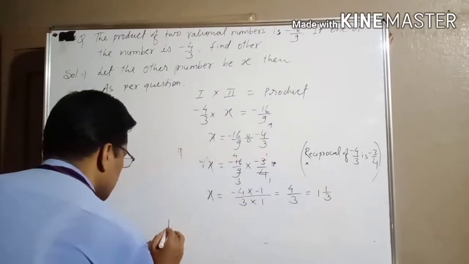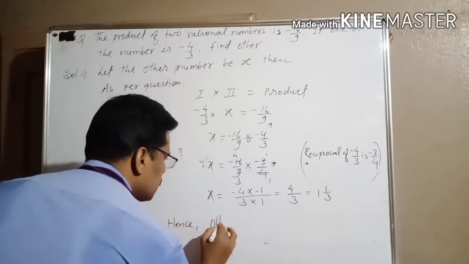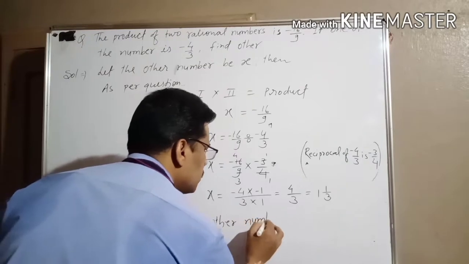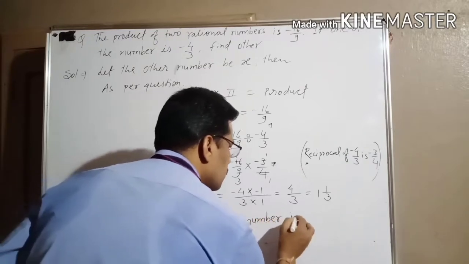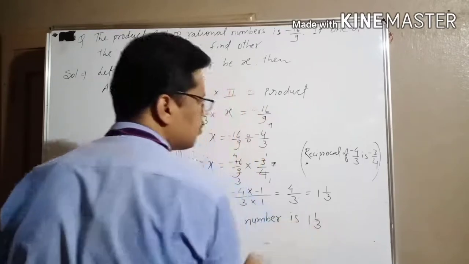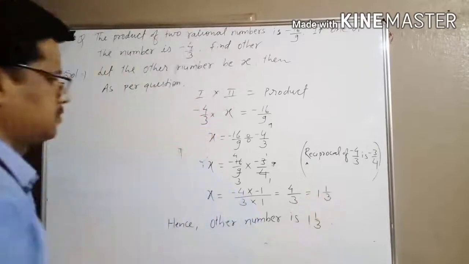At last you can write, hence the other number is 1 whole 1 upon 3. This is our answer.